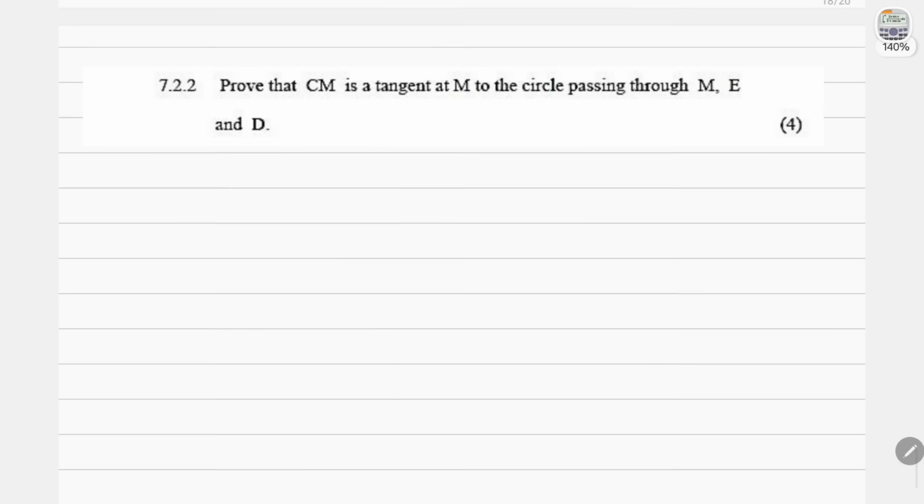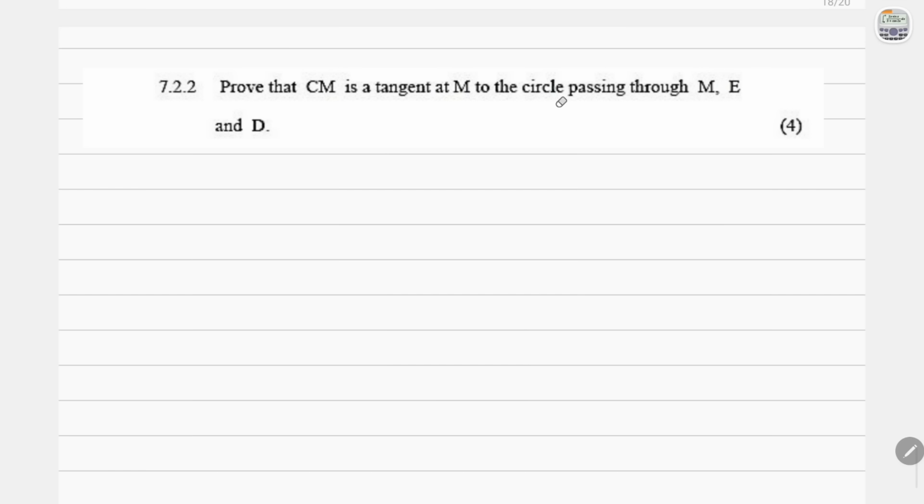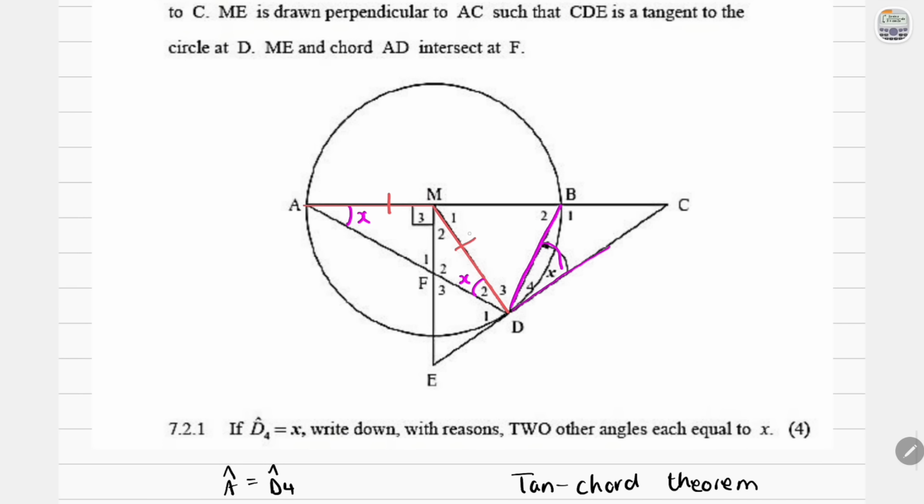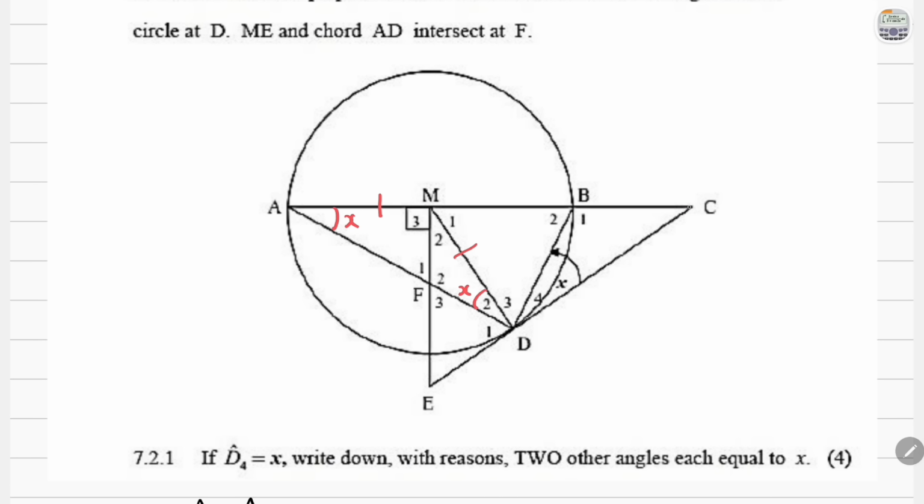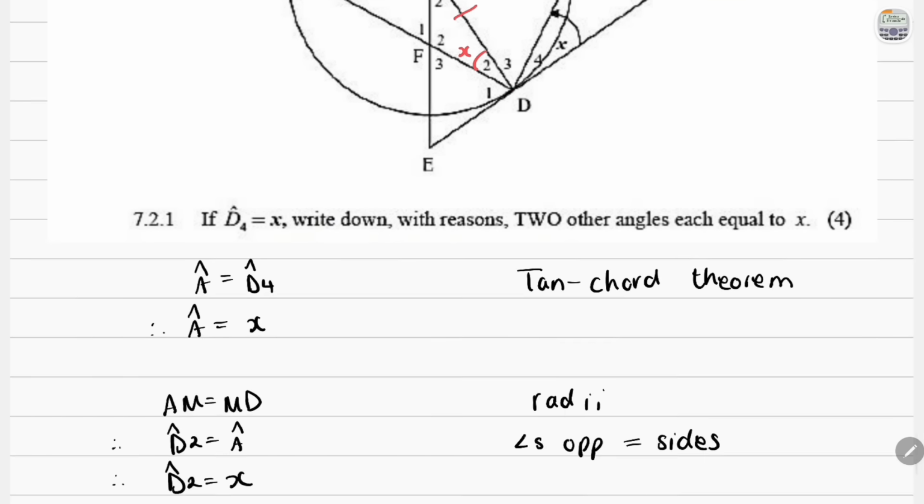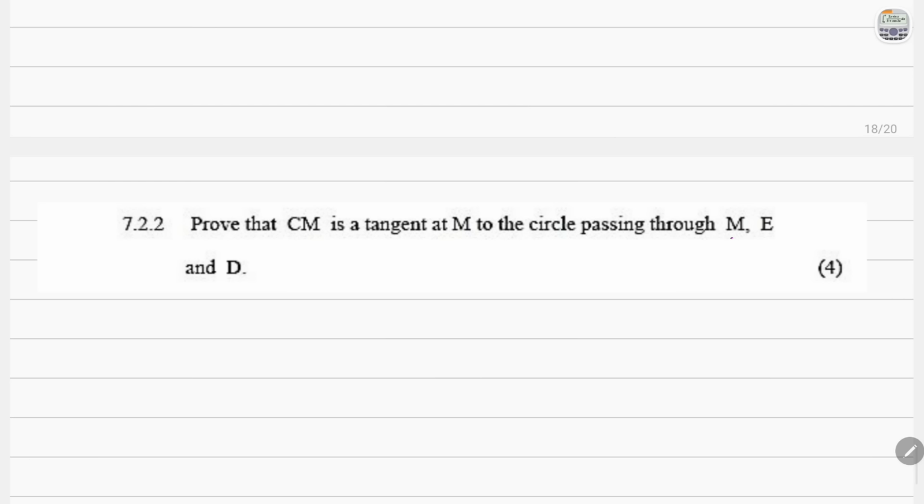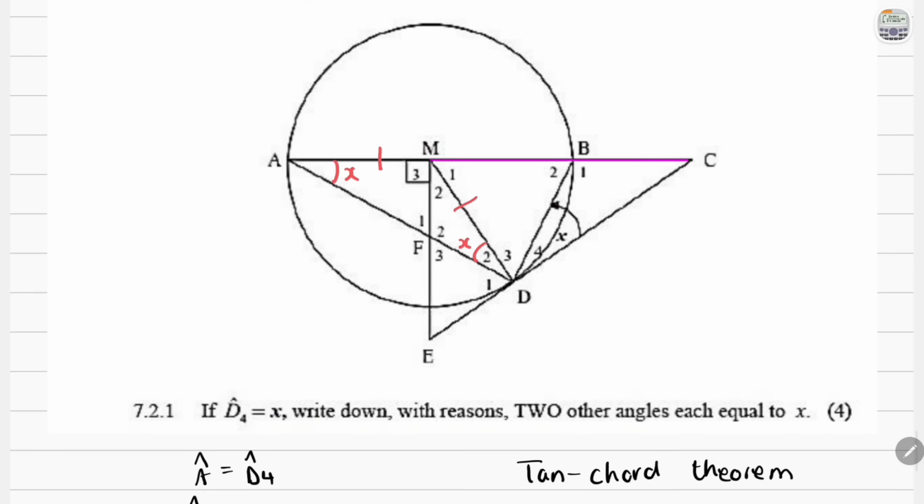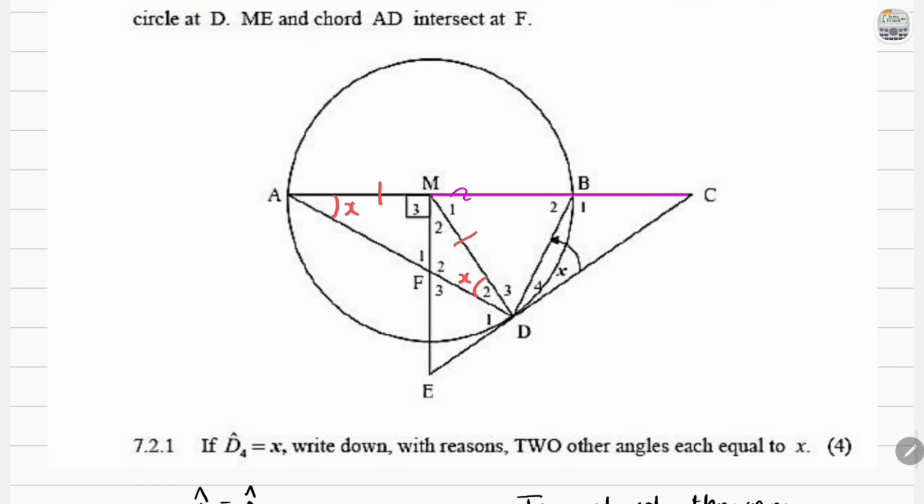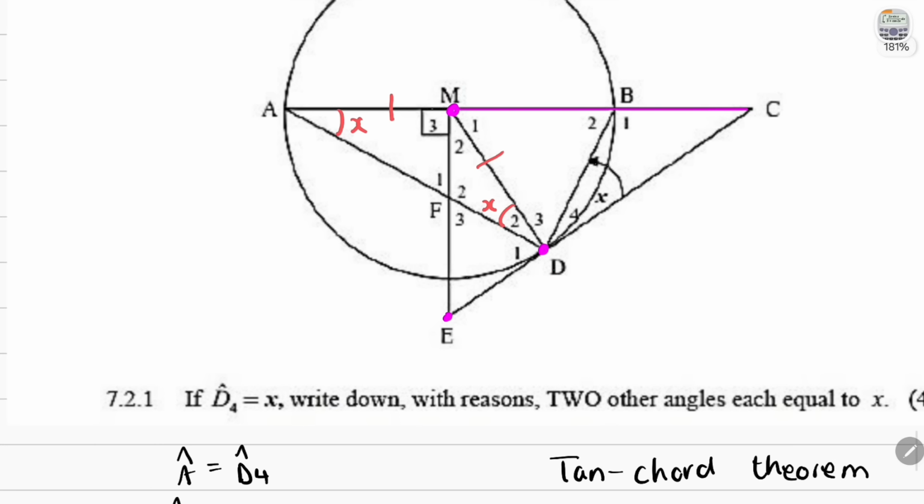Question 7.2.2 says, prove that CM is a tangent at M to the circle passing through M, E, and D. Okay, so prove that CM is a tangent. So this line, we need to show that this is a tangent, but specifically passing through the circle M, E, and D. So M, E, and D, we can see M is over here, E is here, and D is here. So I'm just going to draw a circle there so we can just work with that.